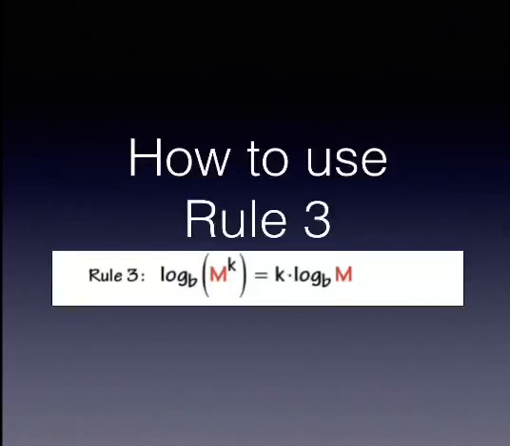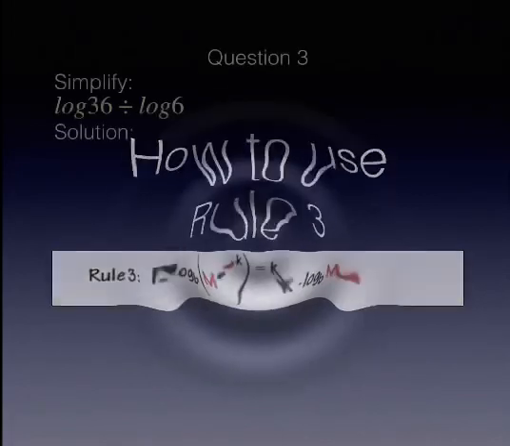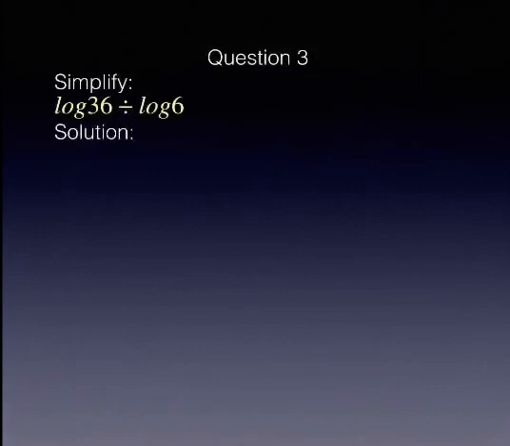How to use rule number 3. If we check on the argument of the log, as can be seen, we have the argument expressed in exponential form, where we say the exponent can be dropped down and become a coefficient of the log. So that's exactly what we are going to do on the question. Let's check out the question that we can solve. Question 3. Simplify log 36 divided by log 6.